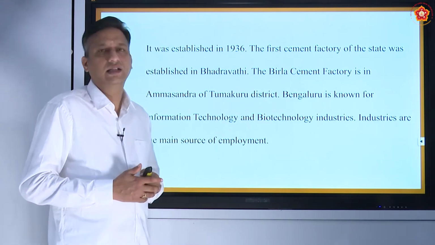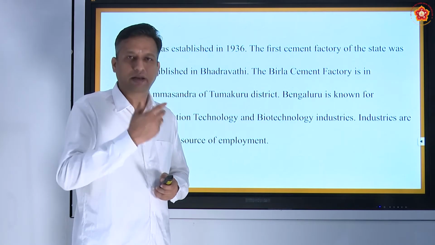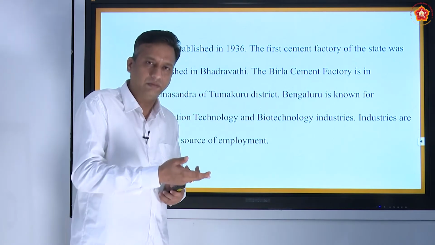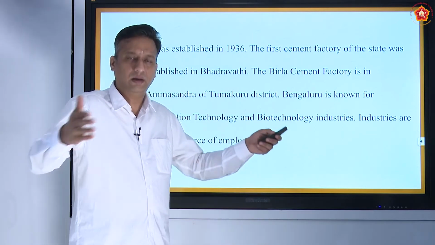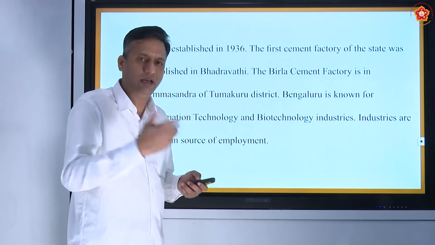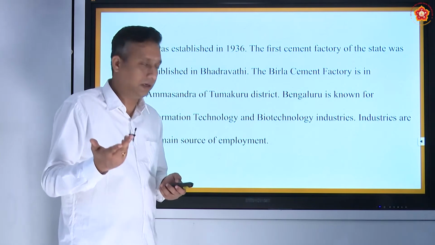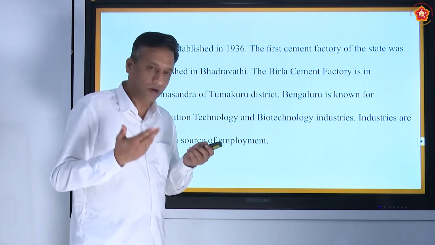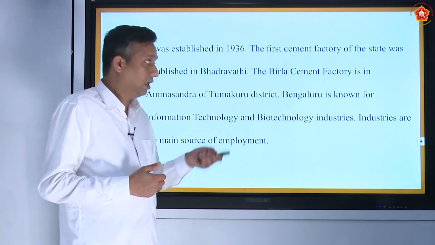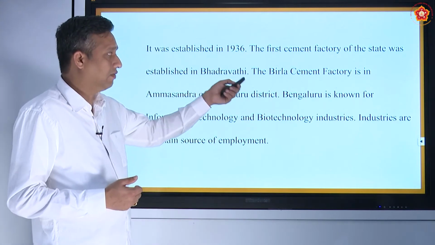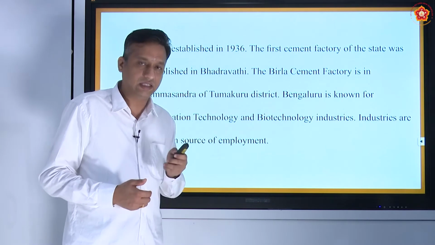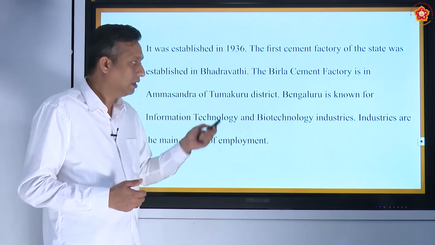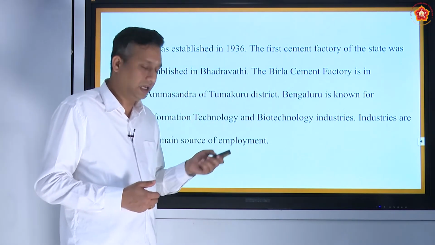Industries are the main source of employment. When industries are established, many people come there and get employment, both direct employment and indirect employment. Many jobs are given. So like this we have a cement factory in Amasandra, the Birla Cement Factory, the Bhadravati Iron and Steel Factory, the Bhadravati Paper Mill, and the IT and BT industry in Bangalore.